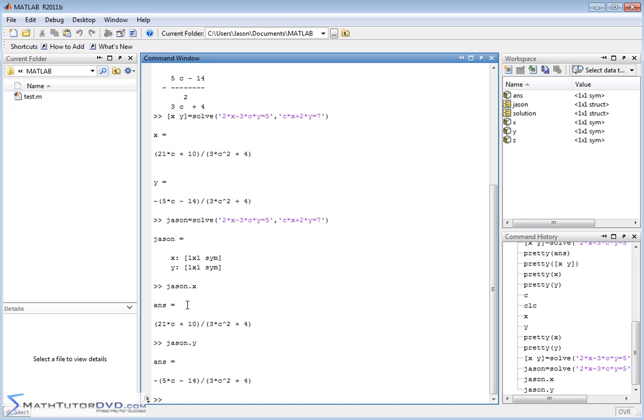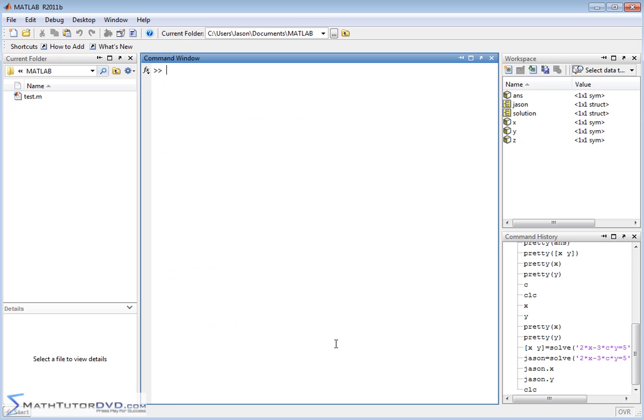So either way you want to do it, either you assign the answer to a variable and then you pull the answers out using the structure definitions that I'm showing you with the .x and the .y, or you just from the outset assign the value to x and y inside of a little matrix like that, and you'll get the answers as well.